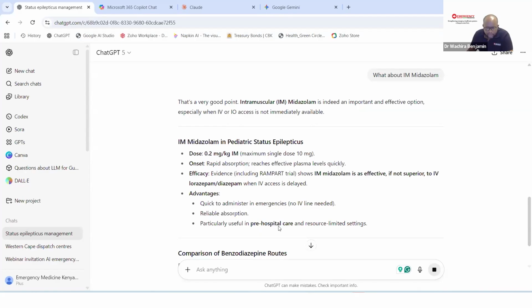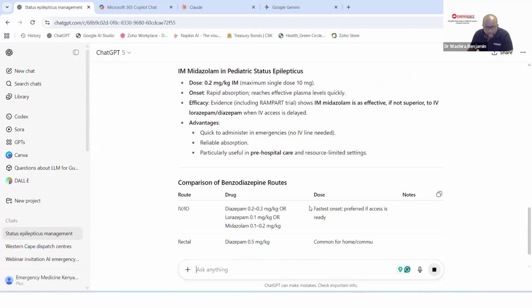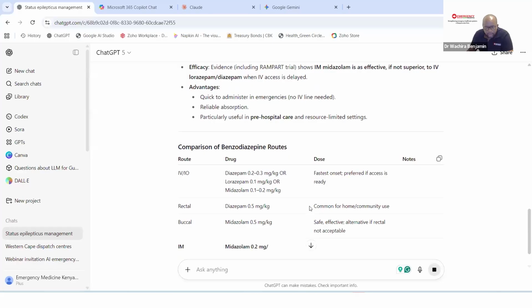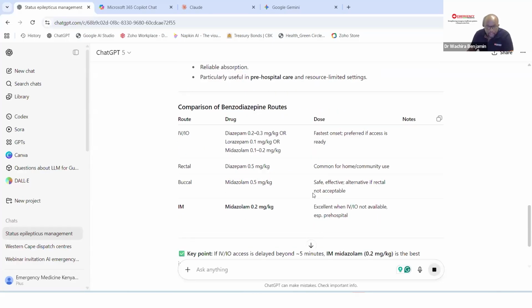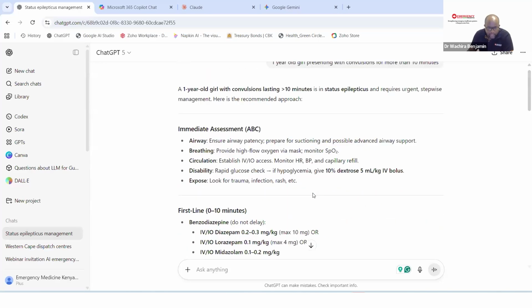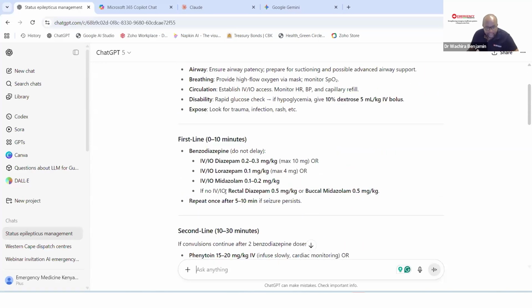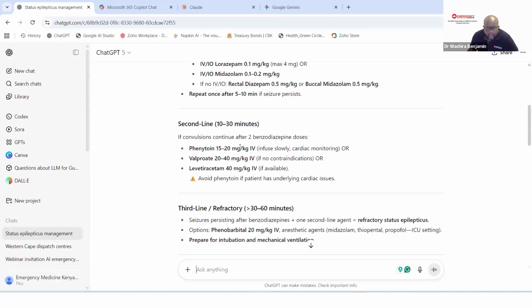Good absorption, particularly useful in transfer settings or resource-limited settings. There we go, and it's giving different routes, interesting information. So I'm going to give IM midazolam because I can't access an IV line. After 2 doses and still seizing, I give phenytoin, infuse slowly, with cardiac monitoring. So why am I infusing phenytoin slowly? How slow?